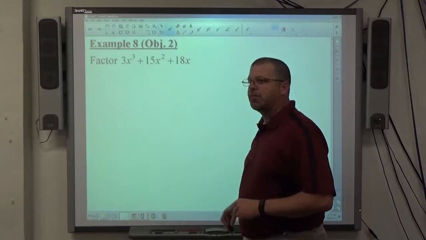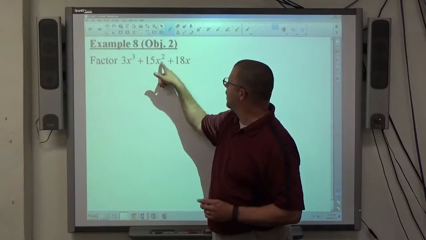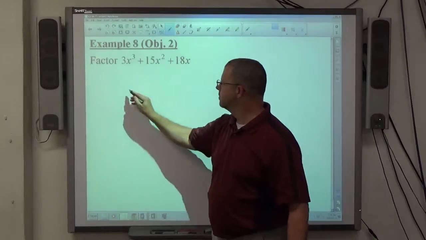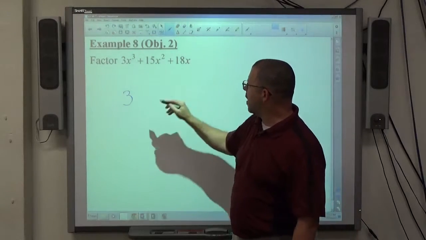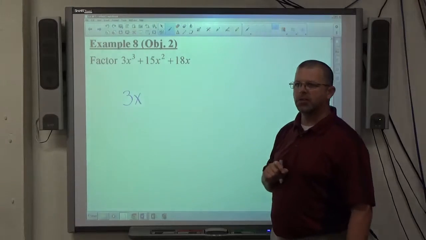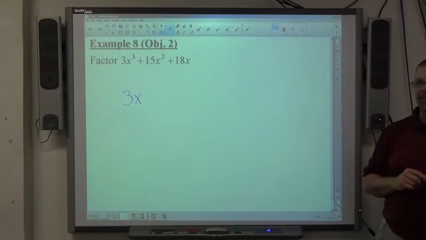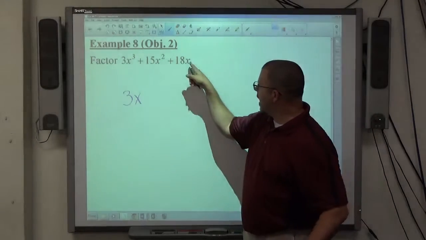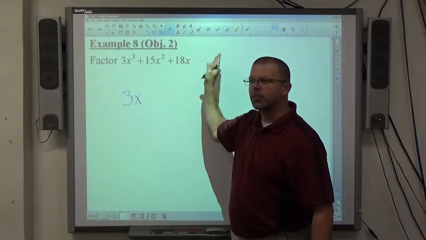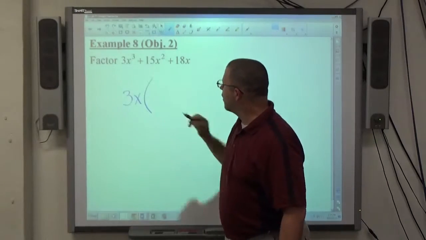We always want to look for a common factor first, but you'll notice that 3, 15, and 18 all divide by 3. X cubed, x squared, x are all x's, and x to the first power is what I'm allowed to take out. The lowest power of x is what's going to be common. Anything higher than the lowest power wouldn't be common for the lowest power term. So x is in everything, x squared isn't. So that's why x is common. Can't go higher than that.